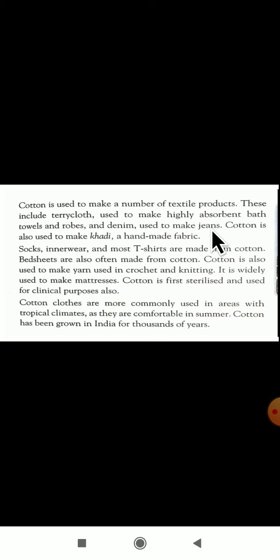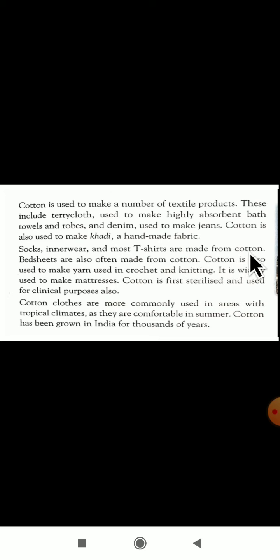After bathing the towel should absorb the water, as cotton has absorbing power. Cotton absorbs water very quickly. So we use cotton bath towels, and it is used in jeans also. Whatever jeans we are wearing today are made of cotton only. Cotton is also used to make khadi and handmade fabric. Even in khadi products they use pure cotton. Socks, innerwear and most t-shirts are made from cotton. Dear students, where else do we use cotton?